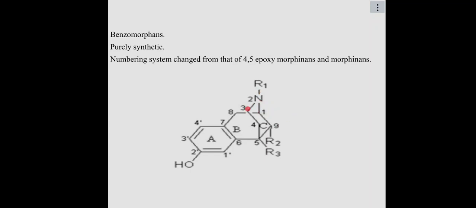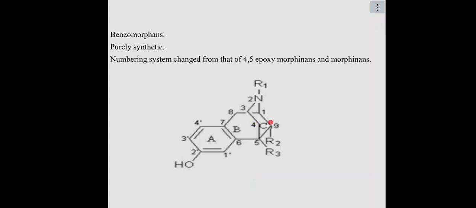The nitrogen is 2, 3, 4, 5. Then you go backwards this way, 6, 7, 8, and then position number nine. I don't know why they do that, quite stressful. But that is how they do the numbering of that particular compound.